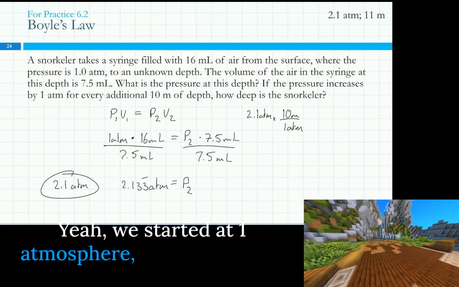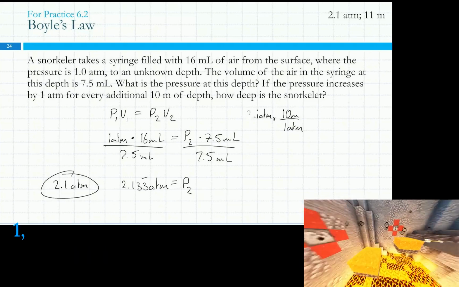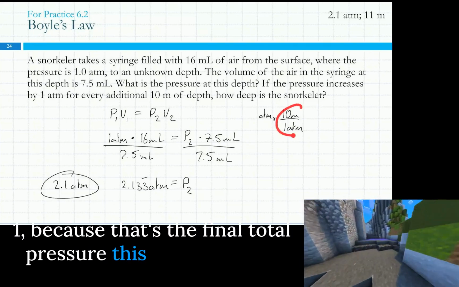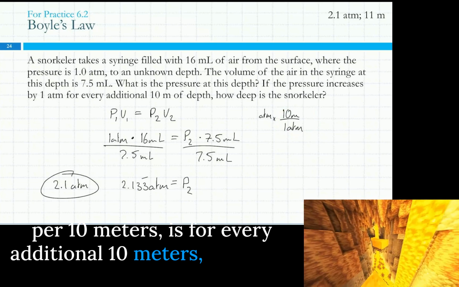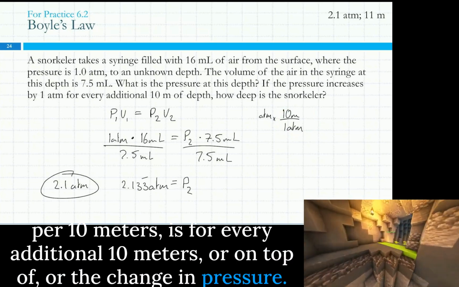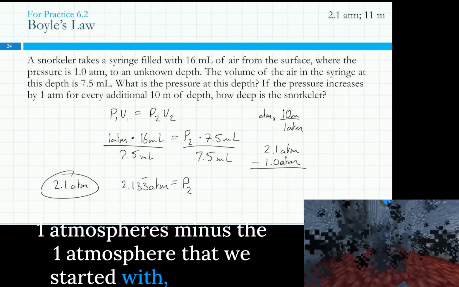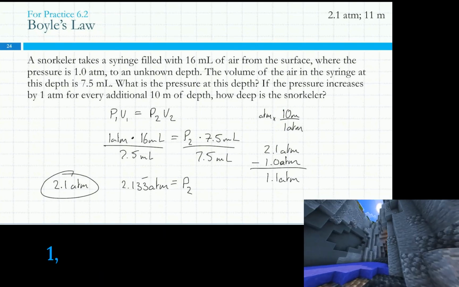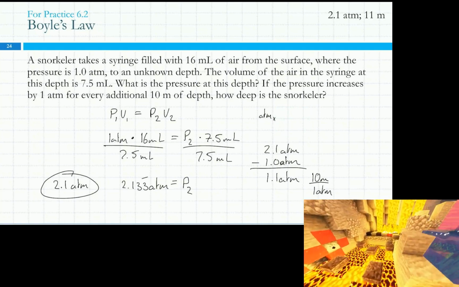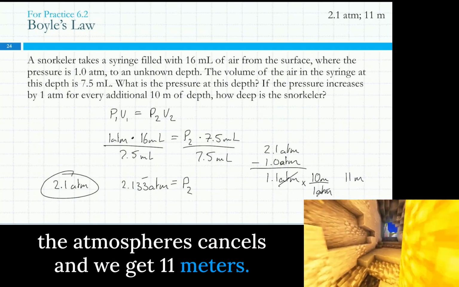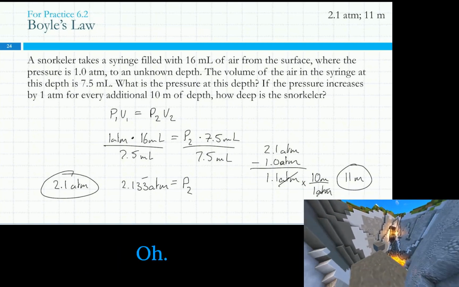Yeah, we started at 1 atmosphere, so the pressure only increased by 1.1 atmospheres. So instead of using the 2.1, because that's the final total pressure, this 10 meters per 1 atmosphere is for every additional 10 meters, or on top of, or the change in pressure. 2.1 atmospheres minus the 1 atmosphere that we started with, it was 1.1. And now we use this, atmospheres cancels, and we get 11 meters. Questions? Nope. All right.